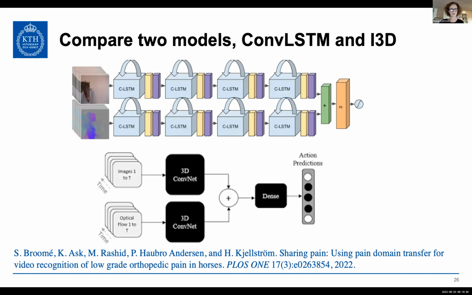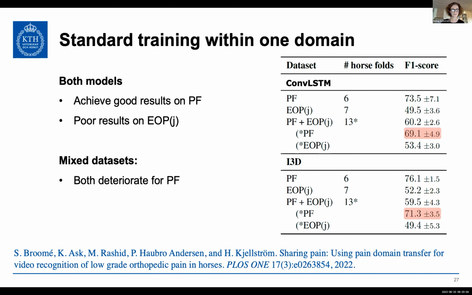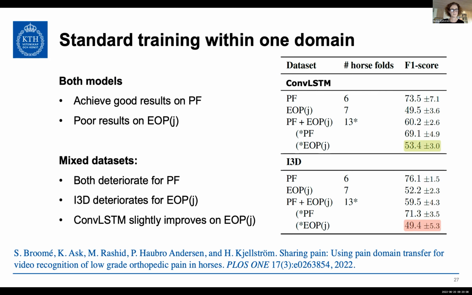And we compare 2 different models. What we could see is that both models achieved really good results, as we saw before, on the data set that we had before. But when we moved to this new data set, they were basically not better than chance. So it basically doesn't work very well.